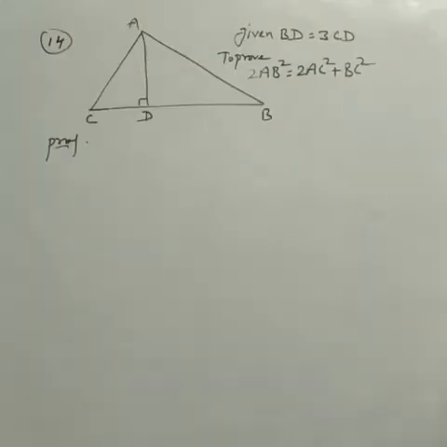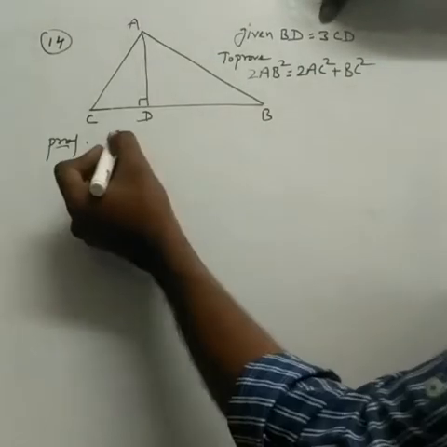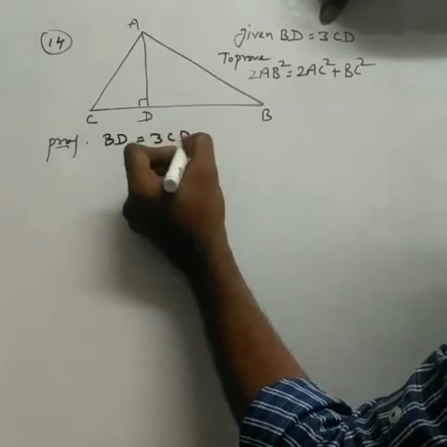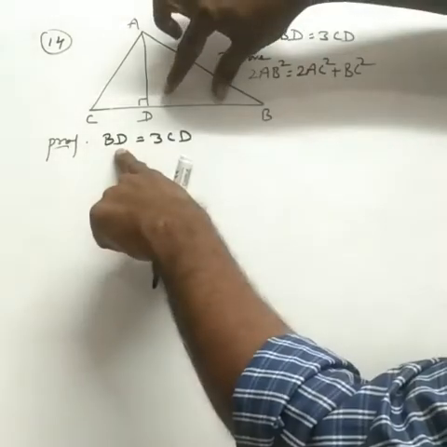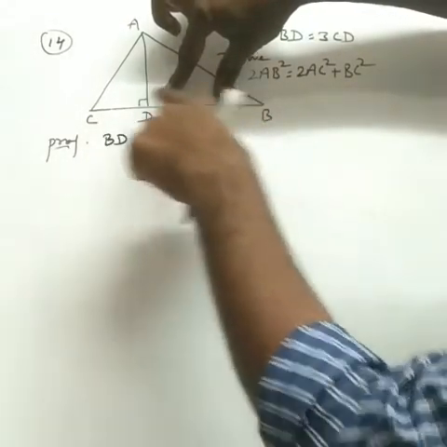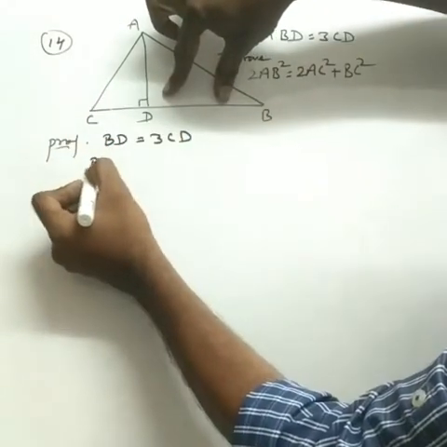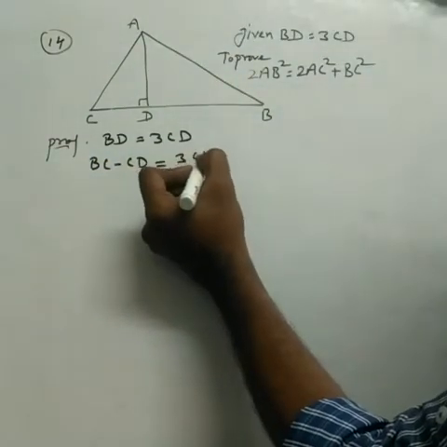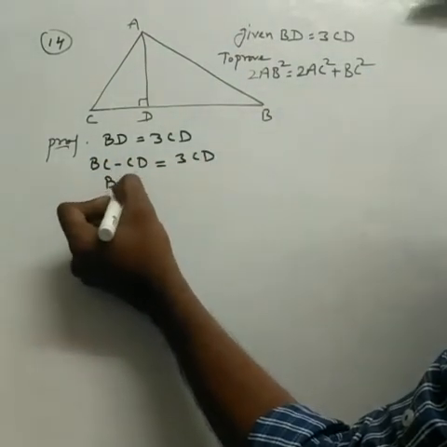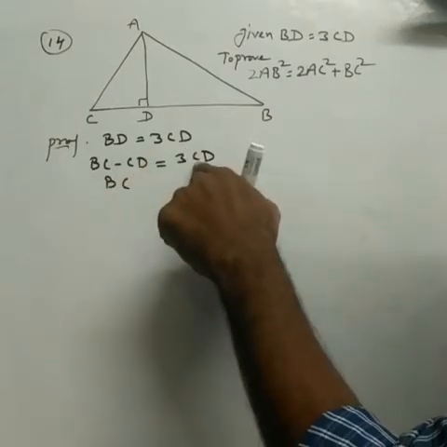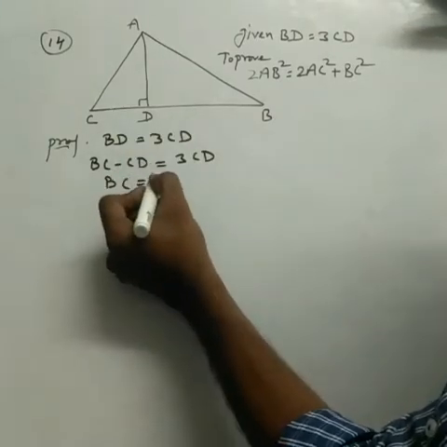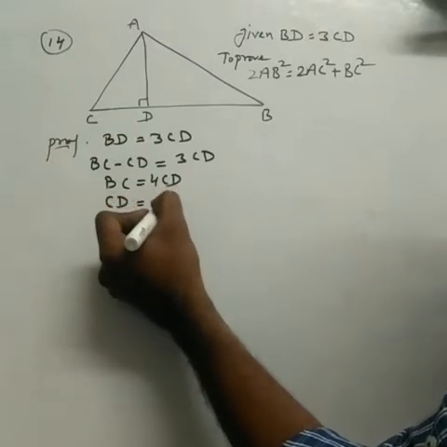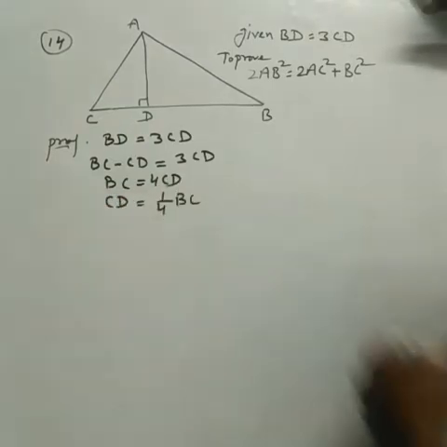Here it is given BD equals 3CD. To this BD we can write it as BC minus CD. So here it is BC minus CD equals 3CD. We'll shift this term on this side. 3 plus 1, 4CD. So CD is 1/4 of BC.